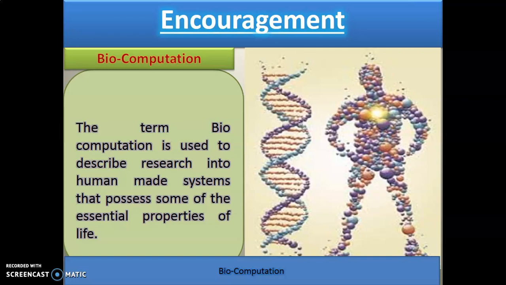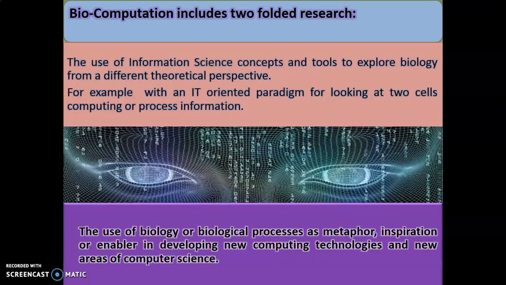There is a term called biocomputation. Biocomputation is used to describe research into human-made systems that possess some of the essential properties of life. Basically this term describes how biology is related to computer science, or how computer science is related to biology or natural life. There are twofold terms under biocomputation. First is the use of information system concepts and tools to explore biology from a different perspective. For example, we use an IT-oriented paradigm for looking at how cells compute or process information.